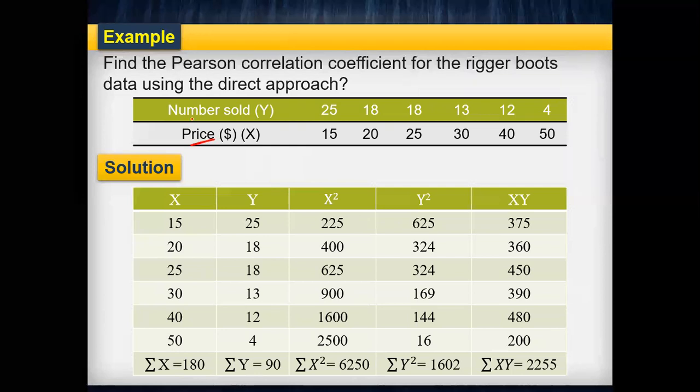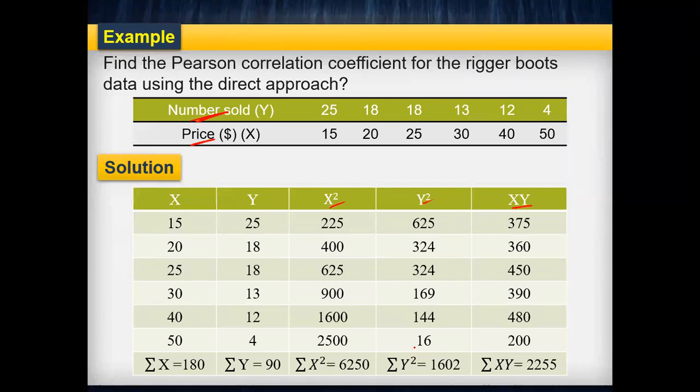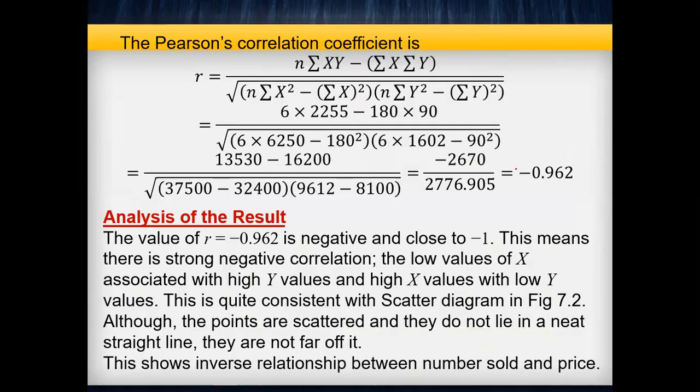You have the price and the sale. So what you would do, you will calculate x square, y square, x multiplied by y, and get the sum of all. At the end, you just plug the values inside the formula. Use your calculator to do these calculations, and at the end you will get the answer to be minus 0.962.